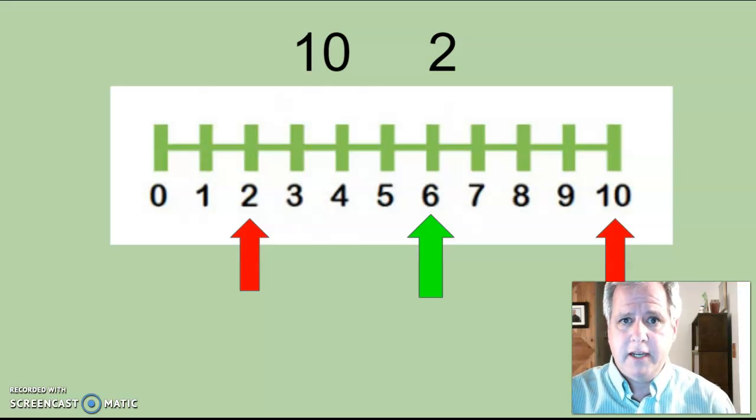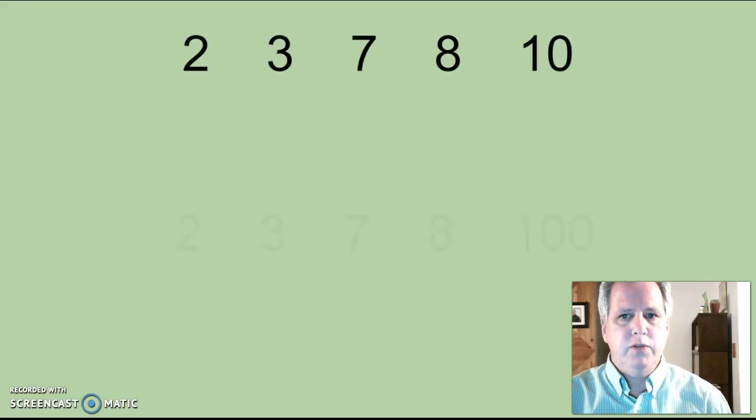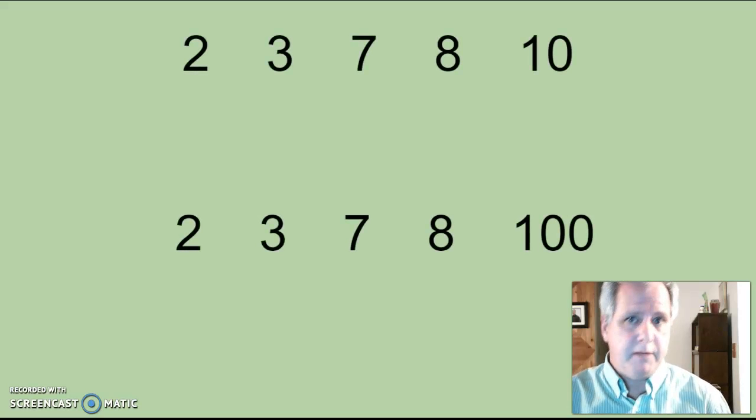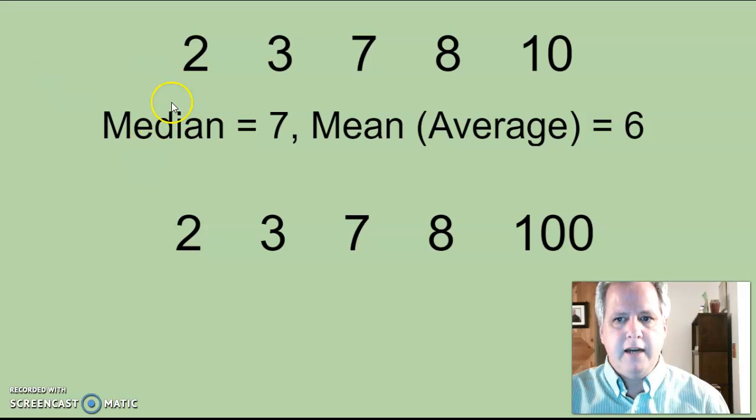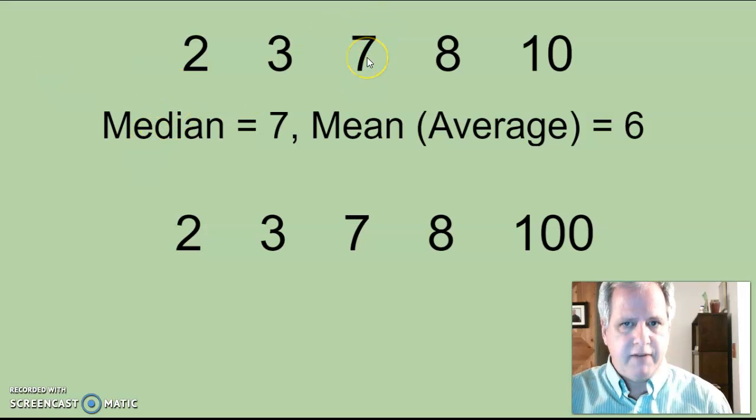That's not always the case. I gave you 2 sets of numbers yesterday and made a mistake, and I fixed that today. The first set of numbers has a median, a middle number, of 7, but when I add all these numbers together, I get 30. There's 5 numbers, so 30 divided by 5 is 6. So the middle number is 7, but the average, 6, is kind of close to it.